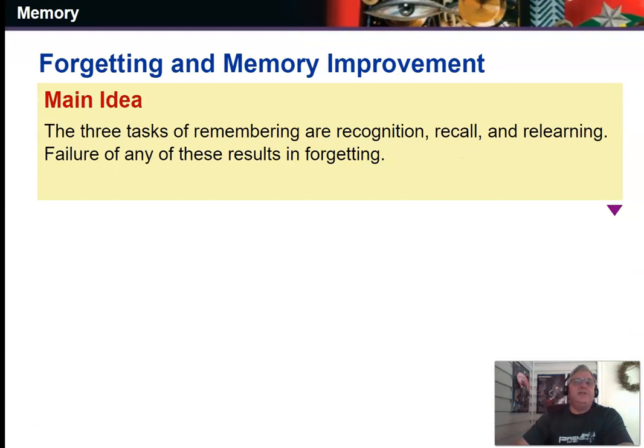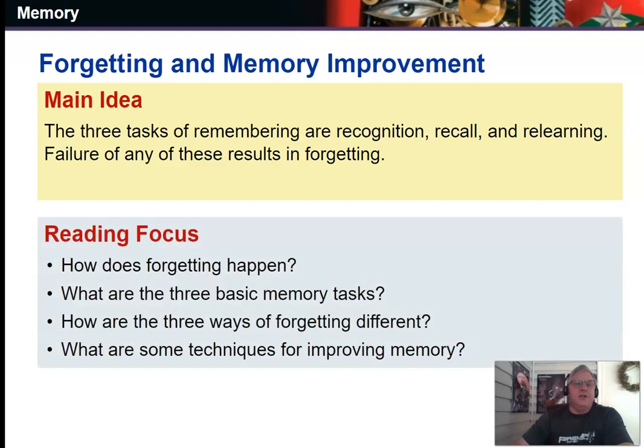So the main idea of this section is that the 3 tasks of remembering are recognition, recall, and relearning. Failure of any of these results in what we call forgetting. So in your note-taking, you should be sure to be looking for how does forgetting happen, what are the 3 basic memory tasks, and how are the 3 ways of forgetting different. What are some of our techniques for improving our memory?